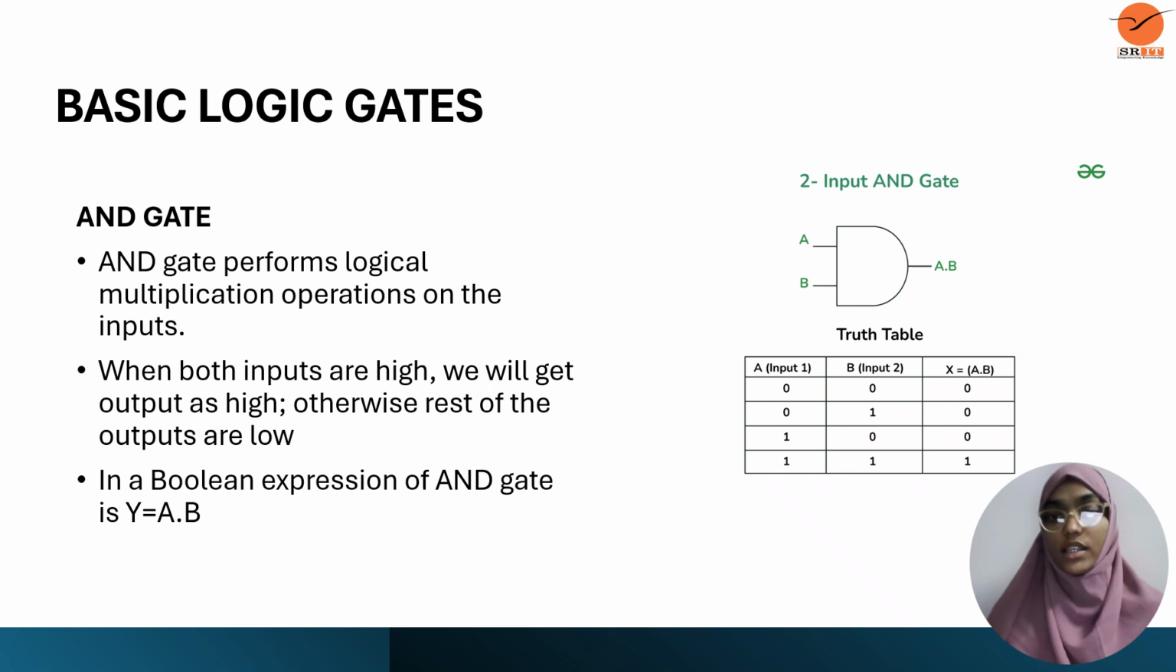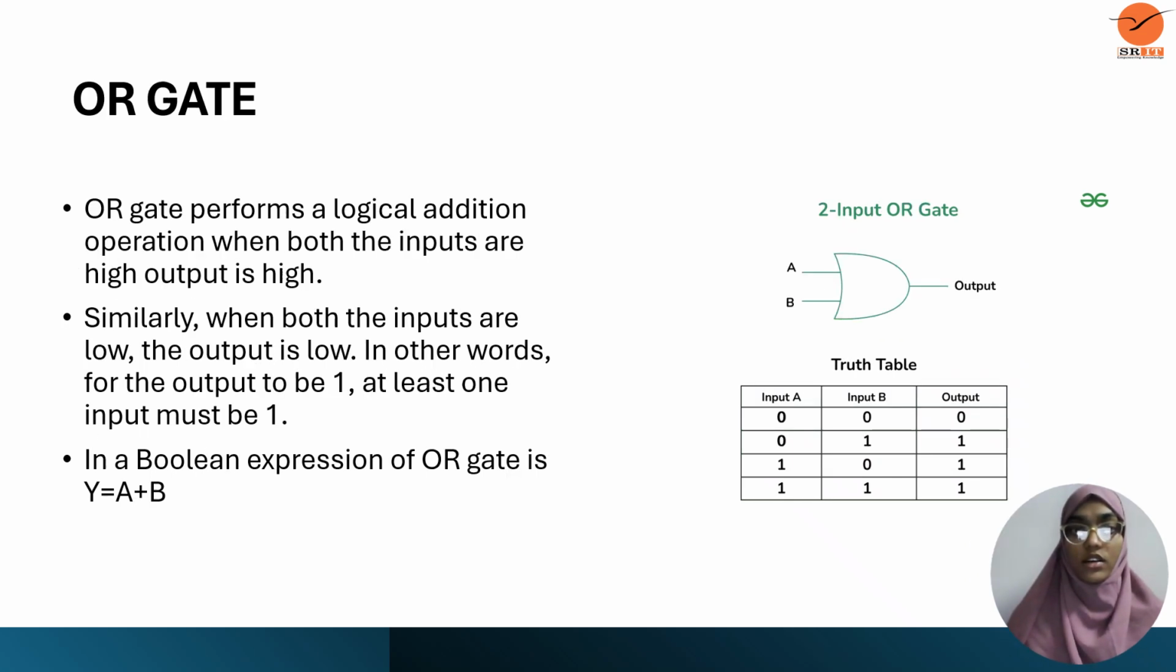We can see the truth table on the right side. When both the inputs are high, the output is also high. When both the inputs are low, we get the output as low. Whenever one input is low and another input is high, we will get the output as low. And let us see OR gate.